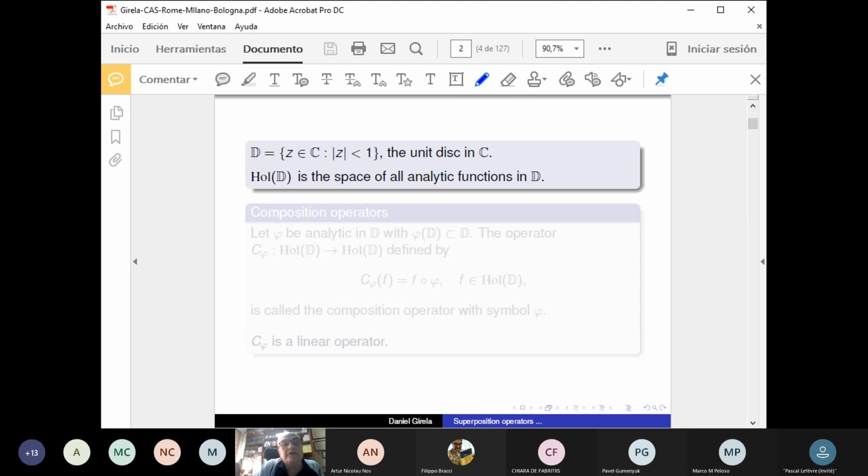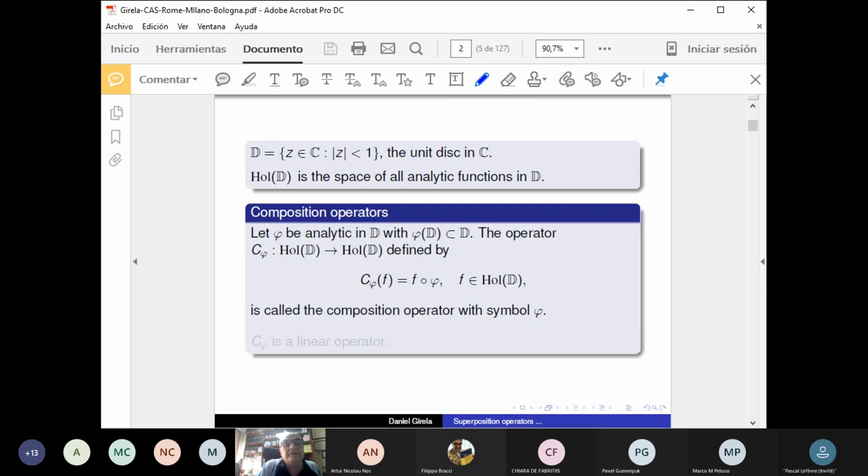You are all very familiar with composition operators. If you have an analytic function phi in the disk, mapping the disk into itself, then the composition operator C phi is defined by composition. You take any function F analytic in D, then C phi of F is just the composition of F with phi. There is a huge literature on composition operators, and of course, you know a lot about it. And of course, this is a linear operator. But we are not going to speak about composition operators.